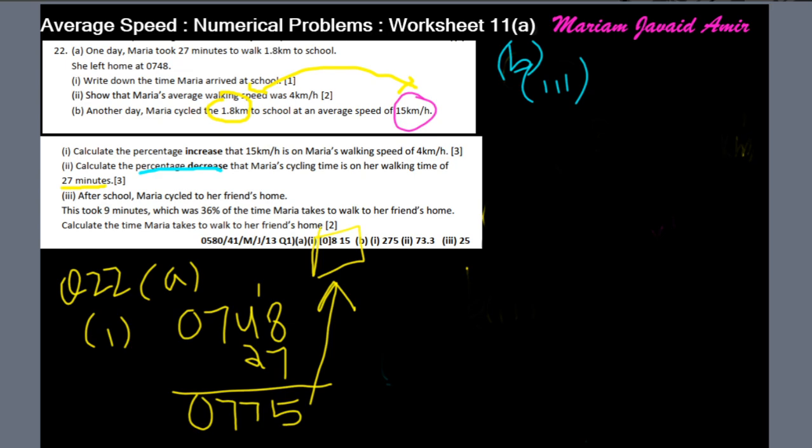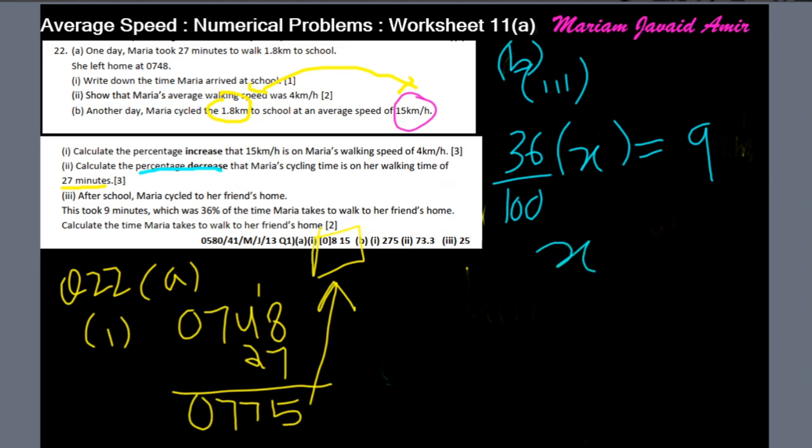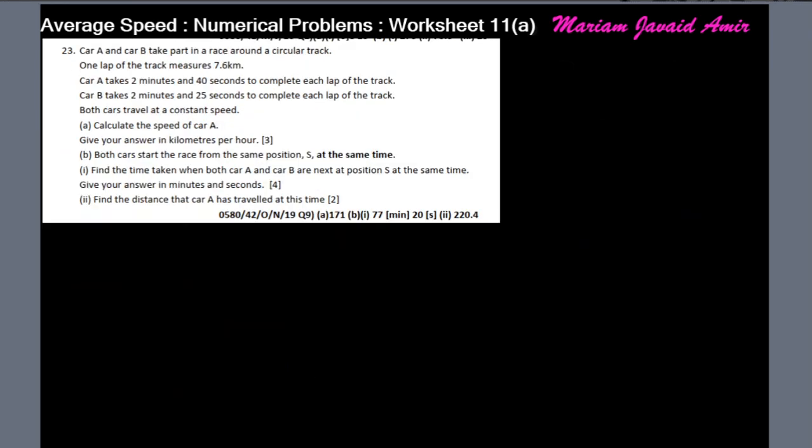Part 3. After school, Maria cycled to her friend's home. This took 9 minutes, which is 36% of the time Maria takes to walk to her friend's home. Calculate the time Maria takes to walk to her friend's home. So 36% of some value is 9 minutes. What is that value? This is simply 9 times 100 divided by 36, which is 25. Question 23.